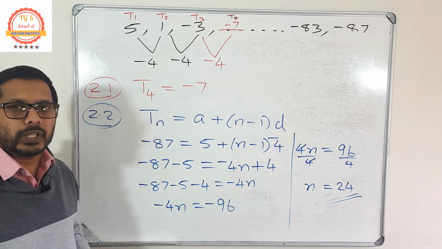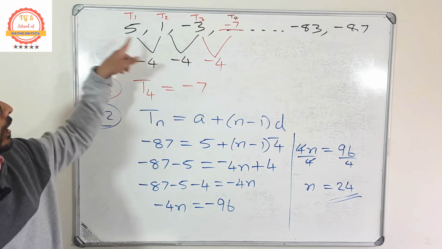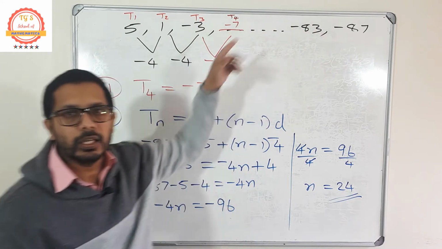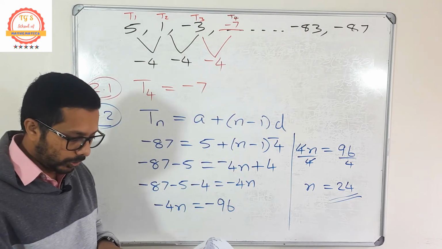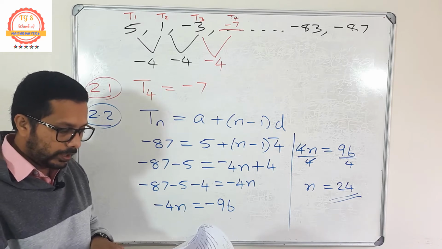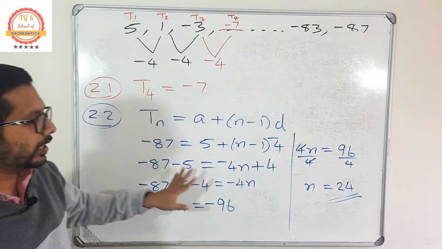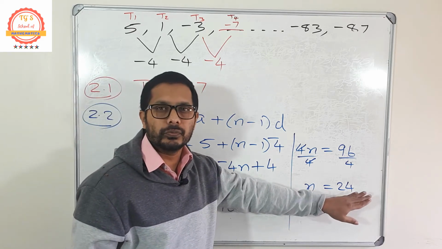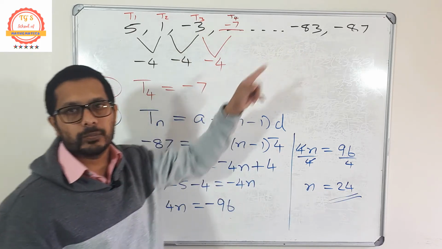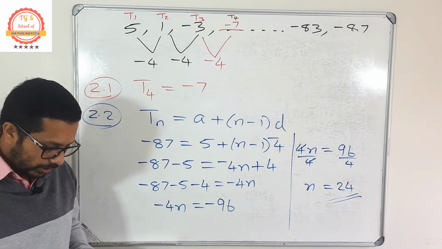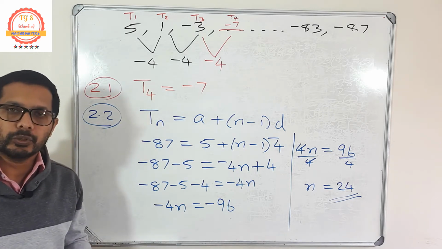So what is the meaning of that? There are 24 terms in this sequence. Okay, so that is a question. Look at the question once more. 2.2, calculate the number of terms in the sequence. So how many terms are there? N is equal to 24. That means there are 24 terms. Okay, so that is question number 2.2. Now let's go to question number 2.3.